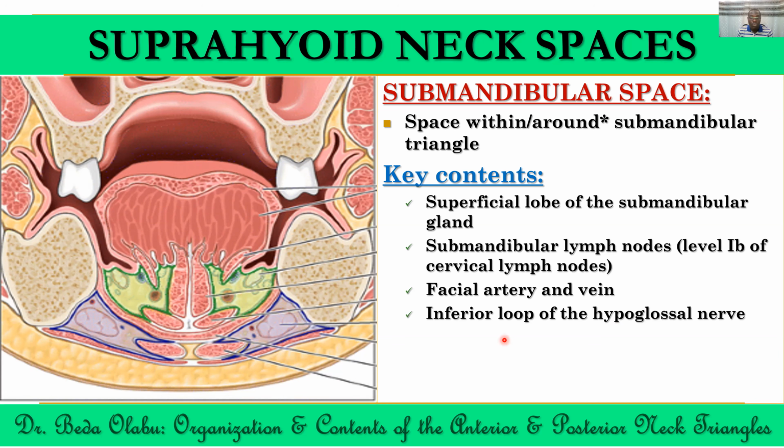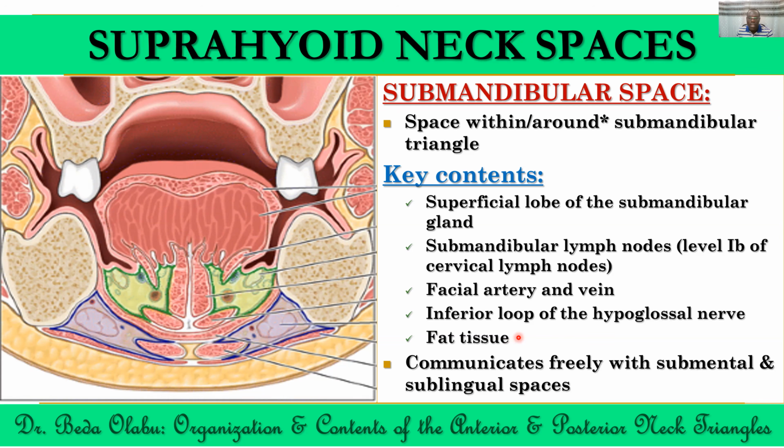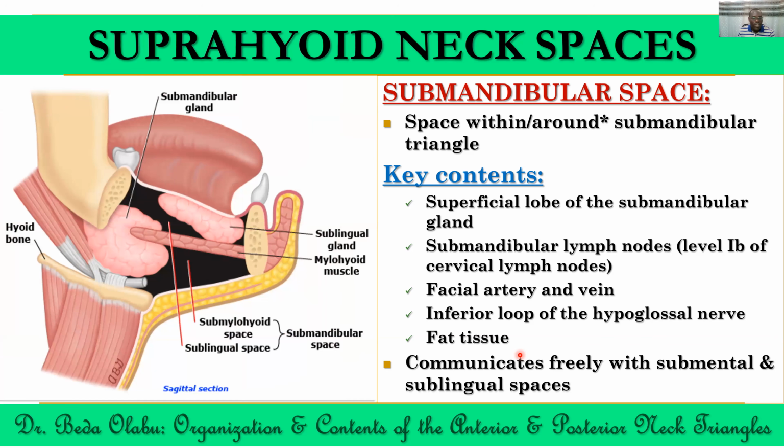The inferior loop of the hypoglossal nerve crosses in this particular space. Of course, we do have fat tissue as well. Important to note is that the submandibular space communicates freely with both the sublingual space as well as the submental space. So this is still the submandibular space, and this is the submental space.